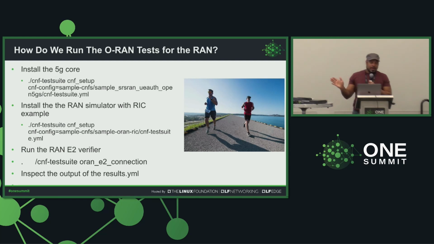So how do you run this thing? We have an example out there. You can just install and run. You install the 5G core with one command, and a RAN simulator, which is srsRAN with a RIC. We have all that inside these two commands. Then you run the RAN E2 verifier, which is inside the test suite, verifying E2. Again, back to the different components of E2 that I said you need to verify, and then you can inspect the outputs of the results.